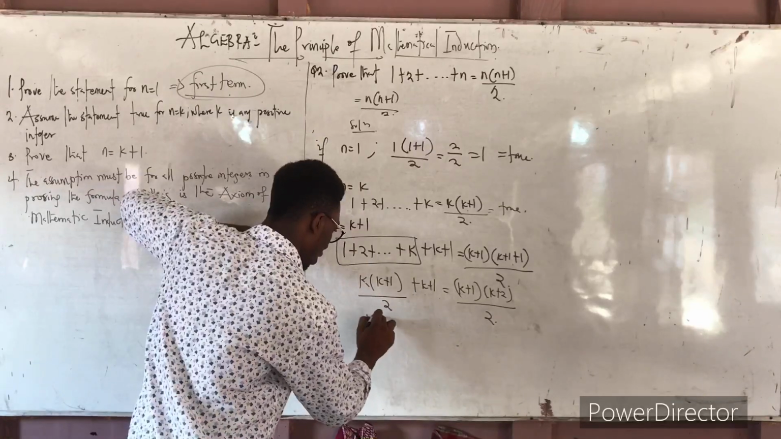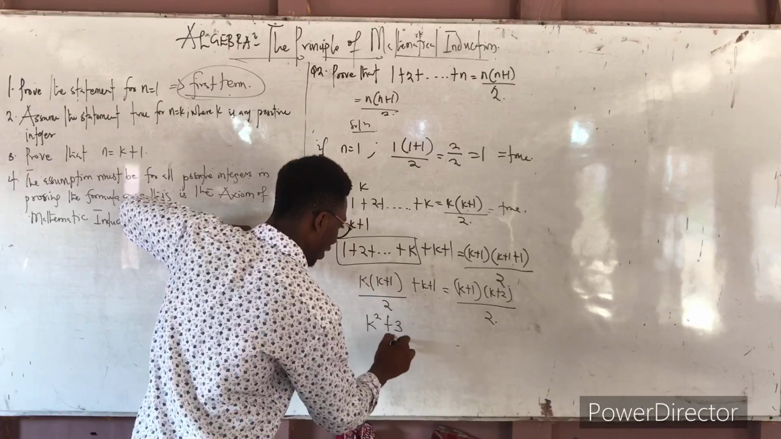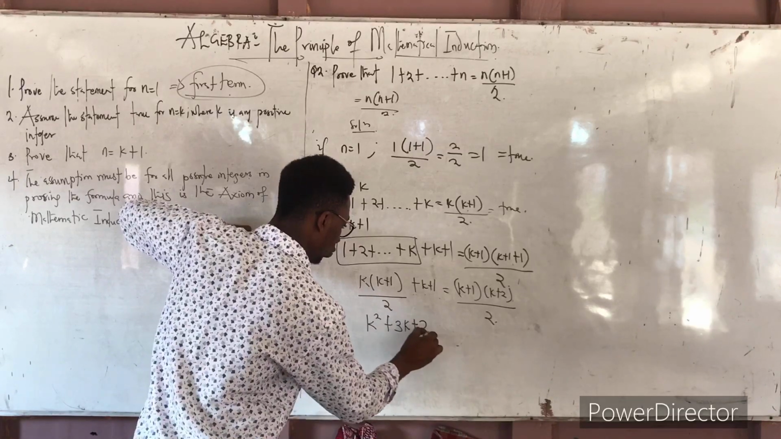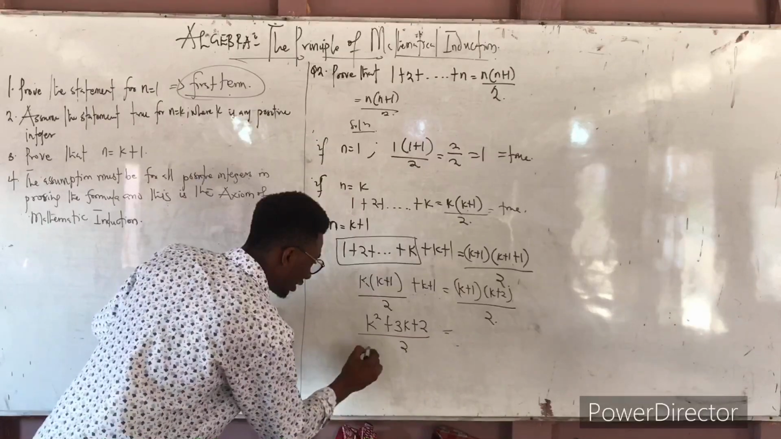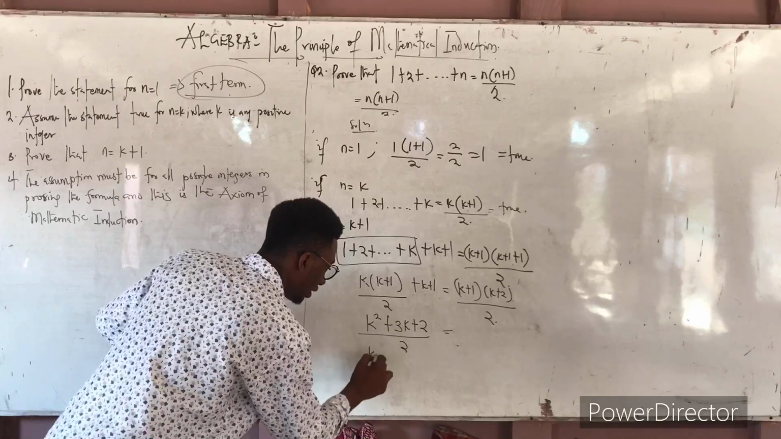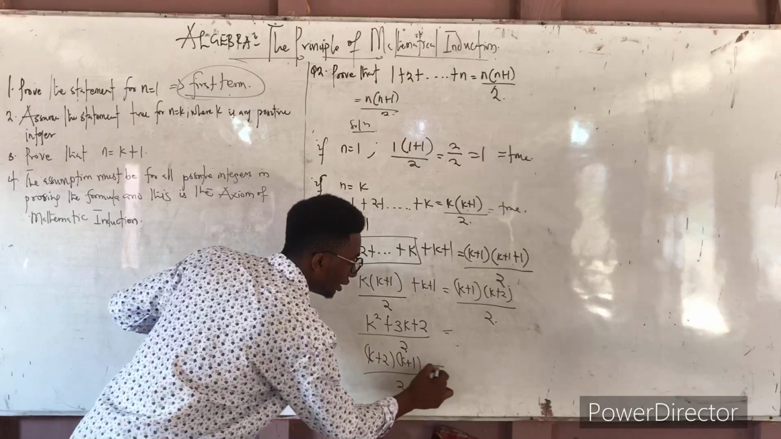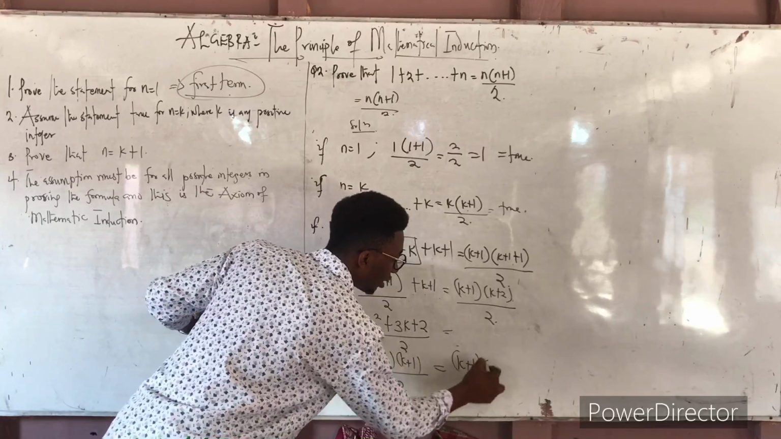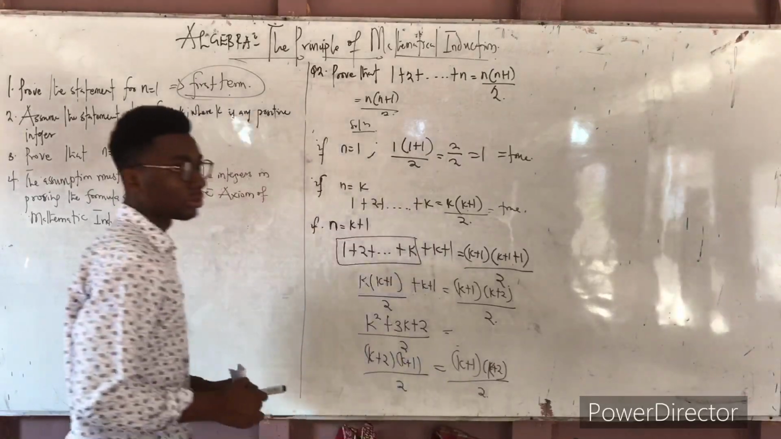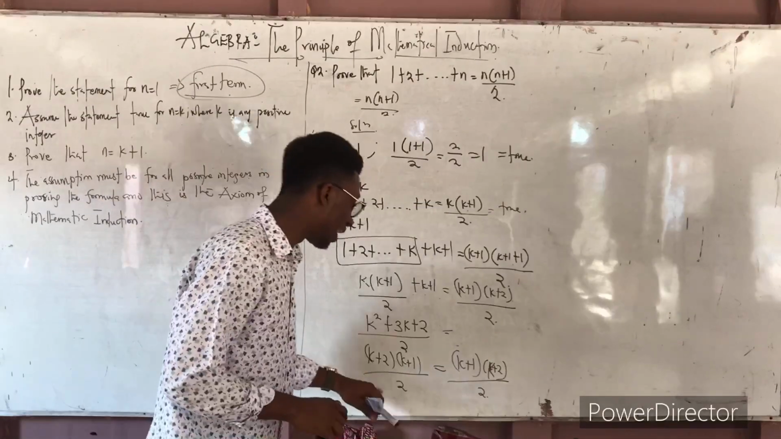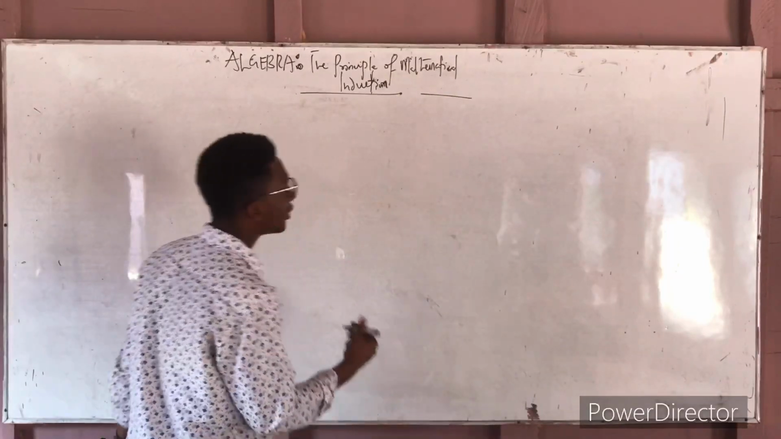So breaking this down, we get k squared plus 3k plus 2 all divided by 2. And when you solve this, if you find the roots of the quadratic equation, you are getting k plus 2, k plus 1 all on 2, which is the same as k plus 1 here, k plus 2 here, all on 2. So this being right means that the equation is valid.